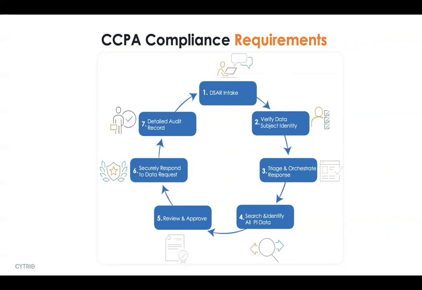Number 5, they need to have the ability to review and approve before they share the information with the requester. 6, they need to have a secure mechanism to communicate and share personal information with the requester. And finally, 7, they need to maintain a detailed audit record of everything they have done in response to a data request.